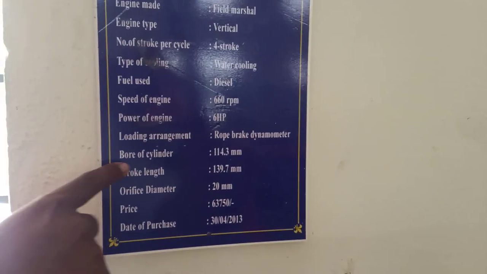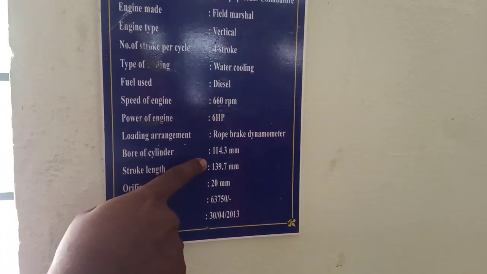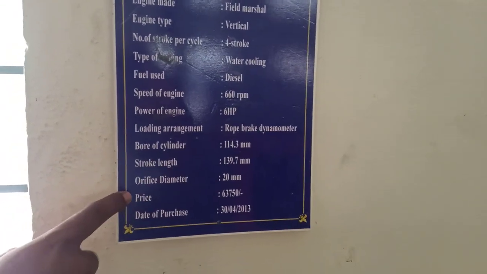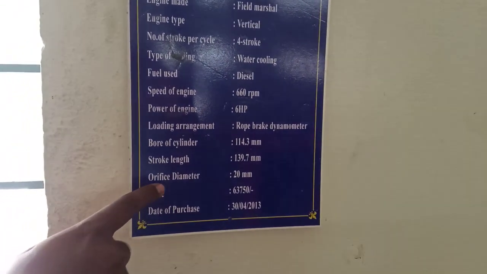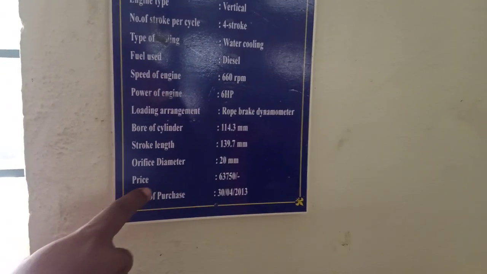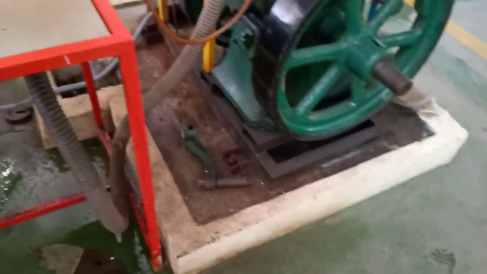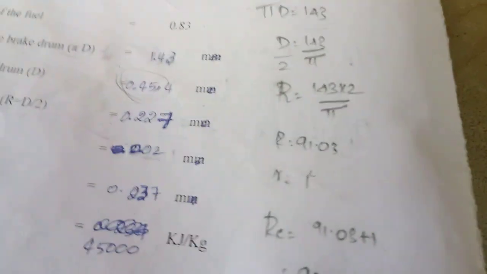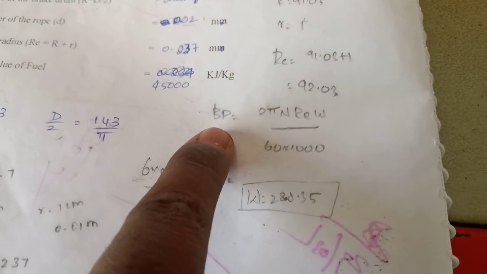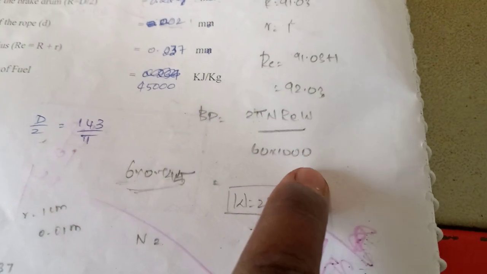The bore of the cylinder is 114.3 mm, and then the stroke length. The orifice meter is provided to measure the volume of air consumption. Then we can start this experiment by first calculating the maximum load. The maximum load can be calculated from the brake power formula. We can calculate the maximum load: brake power = 2πN·R_e·W / (60 × 1000).